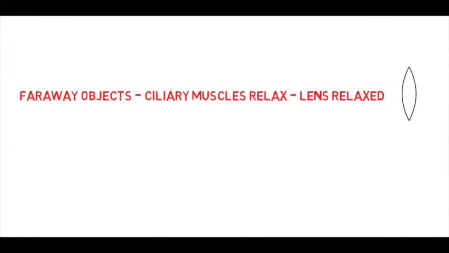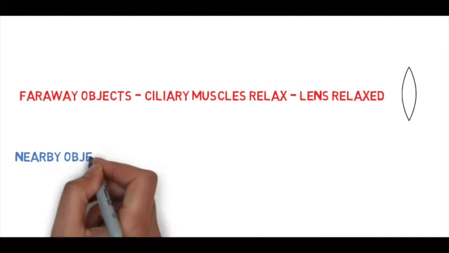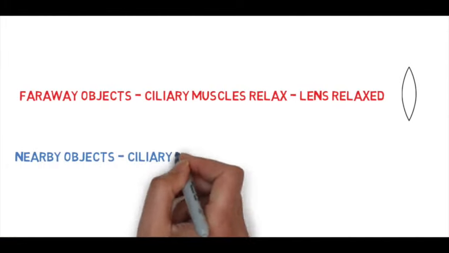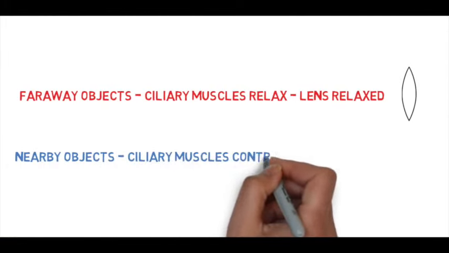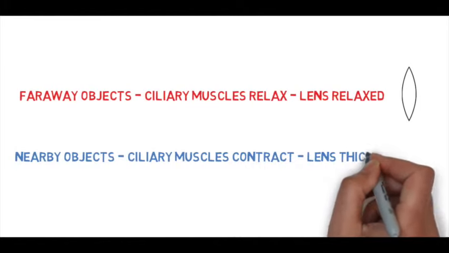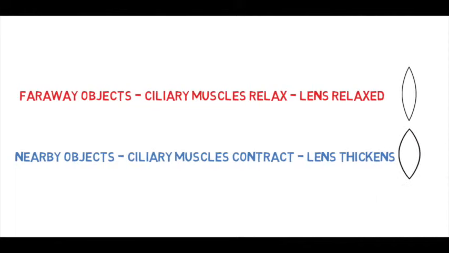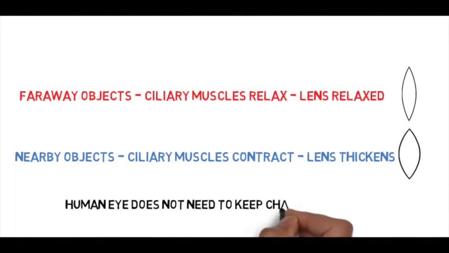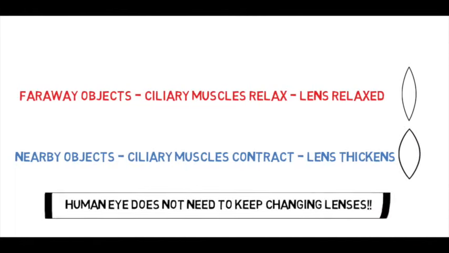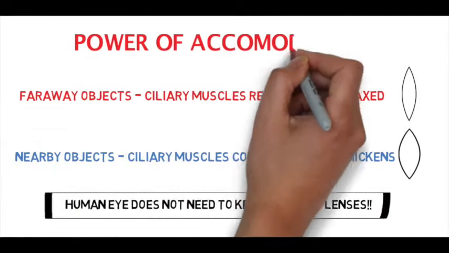When nearby objects are to be seen, the ciliary muscles of the eye contract and they thicken the lens from the center, hence the lens bulges and changes its shape, becoming a more thicker lens. Human eye does not have to keep changing lenses to see objects at different distances. It does this job well.